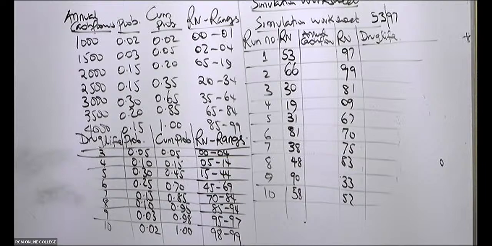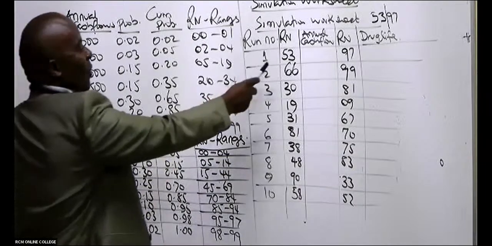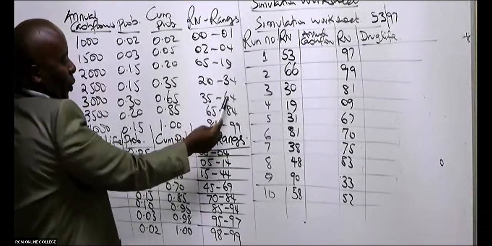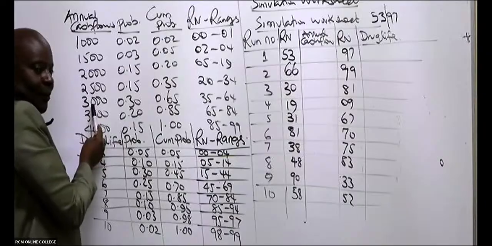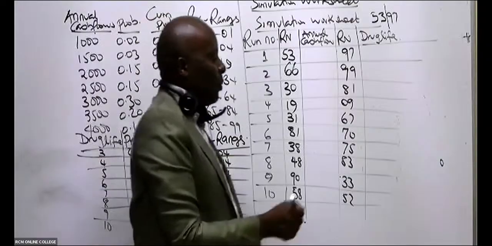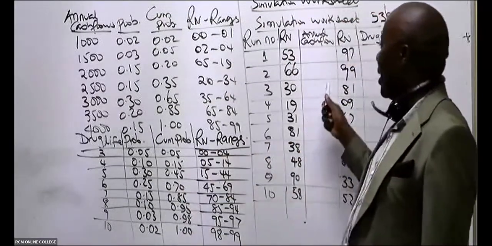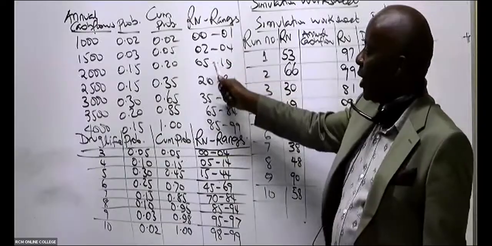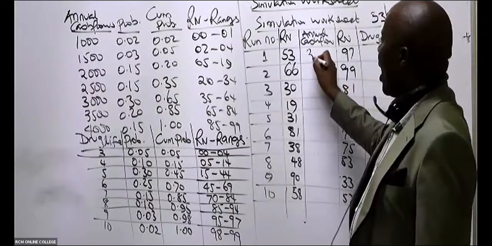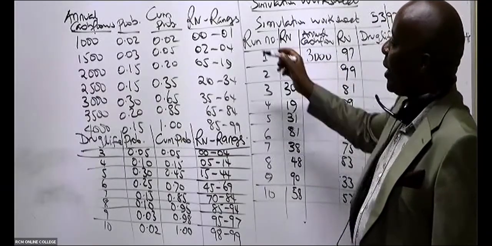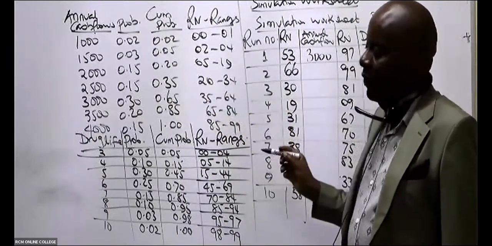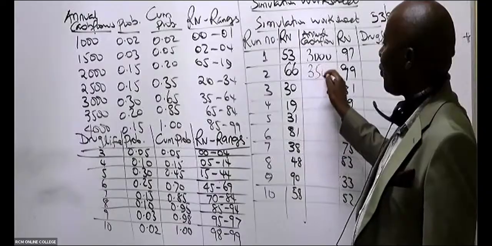Let's fix them. For example, in the annual cash flows, when we have 53, where is 53 here? 53 is in this class, which corresponds to what cash flow, somebody? 3,000, isn't it? So when the random number is 53, 53 is not here, it is in between here, which corresponds to 3,000. How about 66? Where is 66? It is here. This corresponds to what here? 3,500.